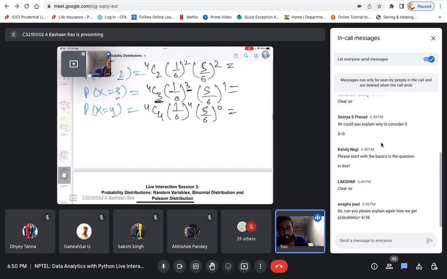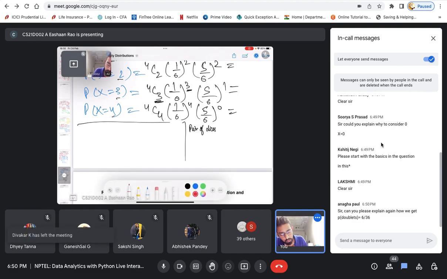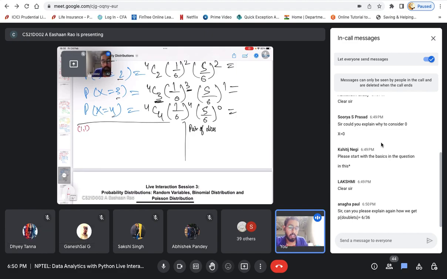Okay, so for that you should know how a pair of dice will get. If you throw a pair of dice, what kind of outcomes may you get? While throwing both dice, you may get 1 1, you may get 1 2, 1 3, just like that, up to 1 6.